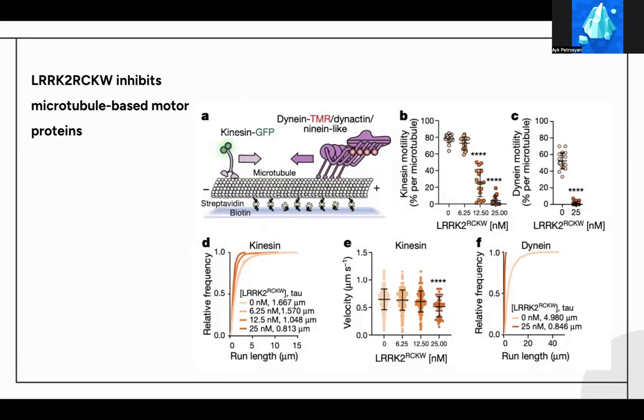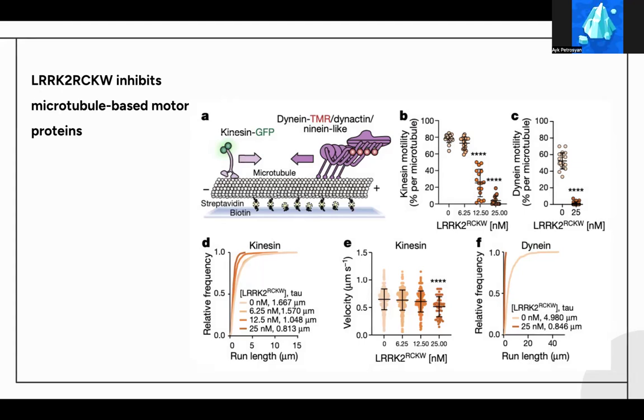Given its localization on microtubules, the study next explored the effect of LRRK2-RCKW on microtubule-based transport. In single molecule in vitro motility assays, LRRK2-RCKW was found to potently inhibit the movement of both kinesin 1 and cytoplasmic dynein 1. At just 25 nanomolar LRRK2-RCKW, motor motility was nearly completely blocked.